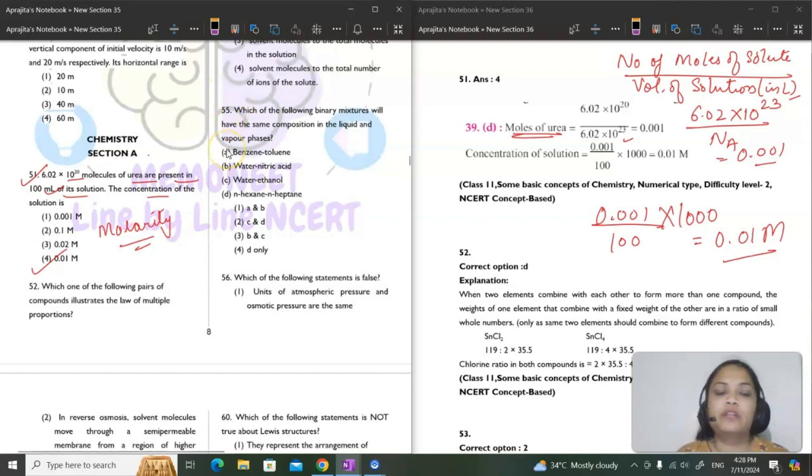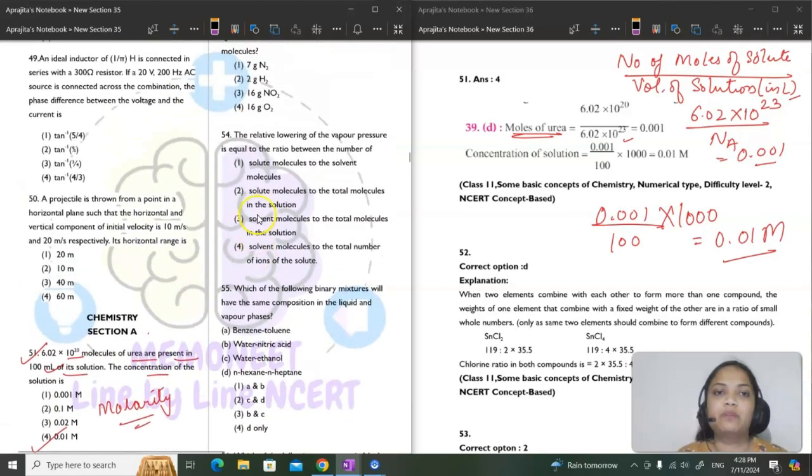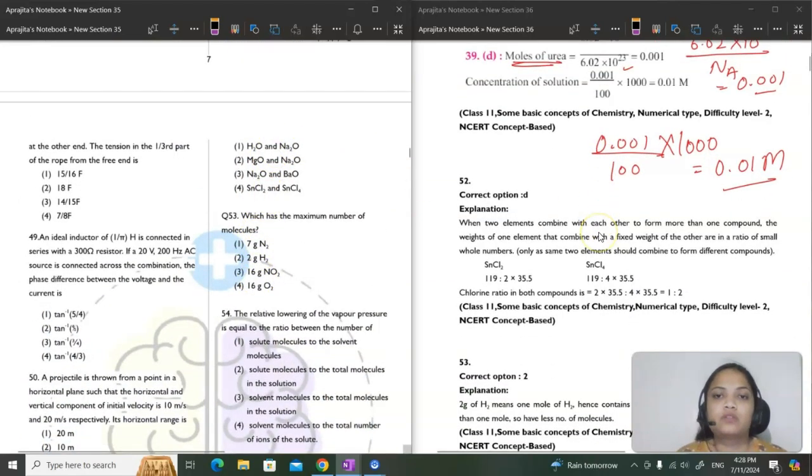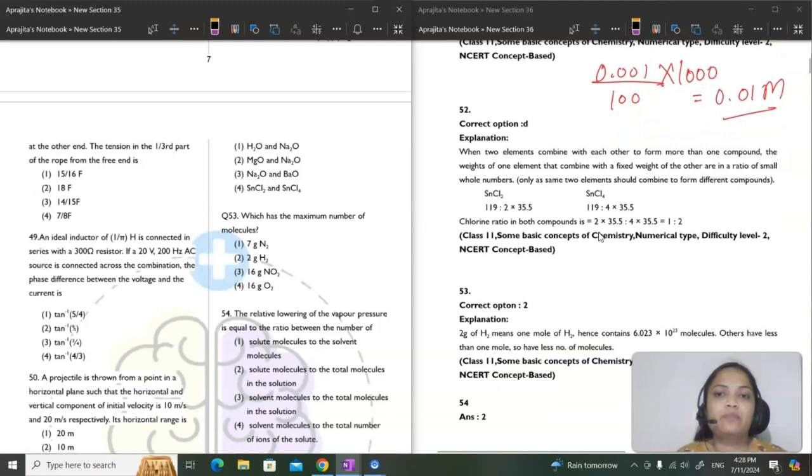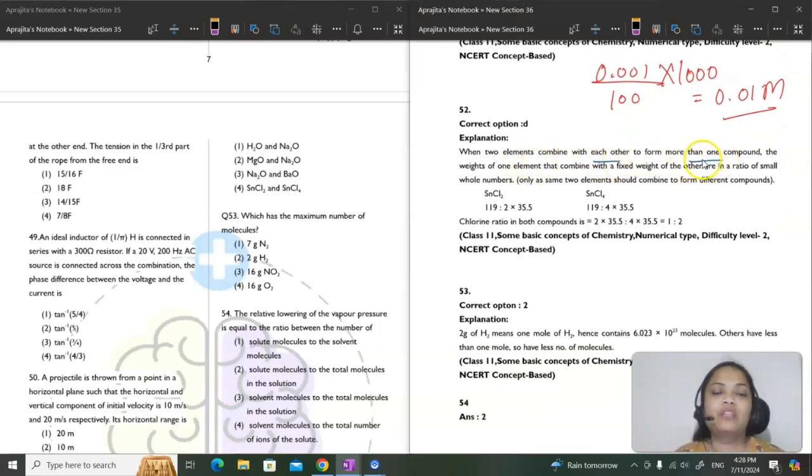Next question: which of the following pairs of compounds illustrates the law of multiple proportions? If I talk about the law of multiple proportions, when two elements combine with each other to form more than one compound, the weights of one element that combine with a fixed mass of the other are in a simple whole number ratio with each other.